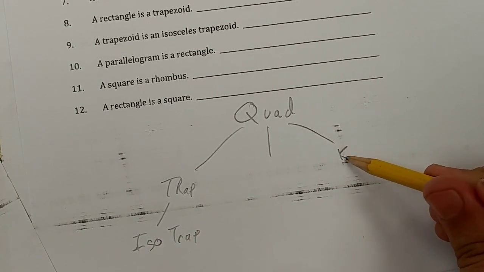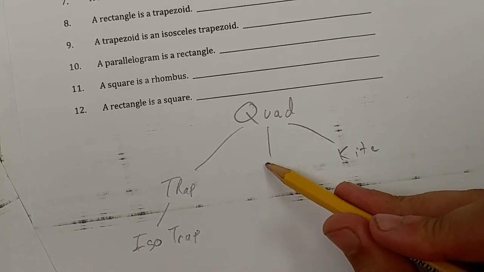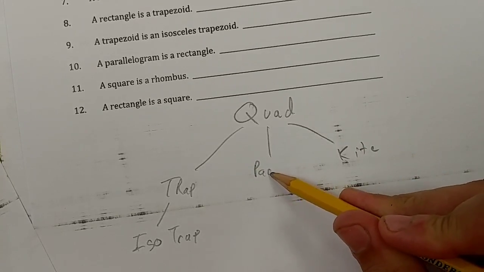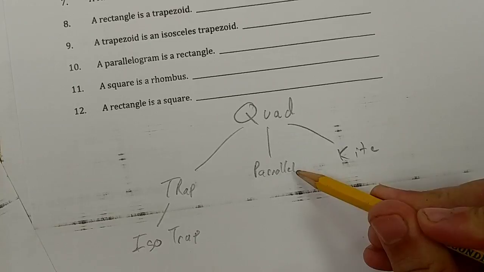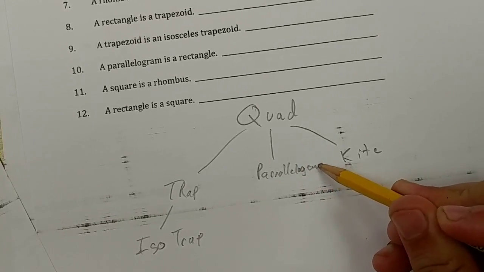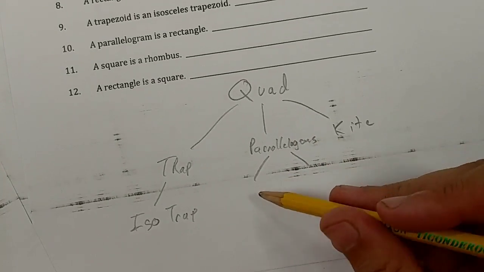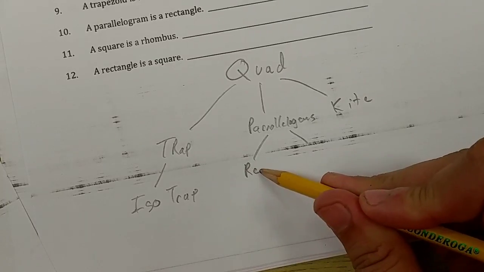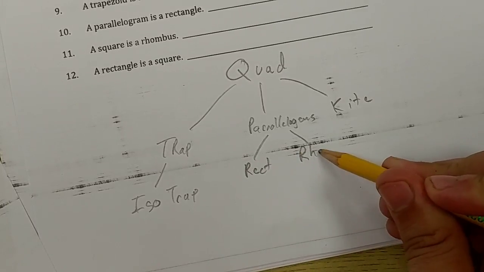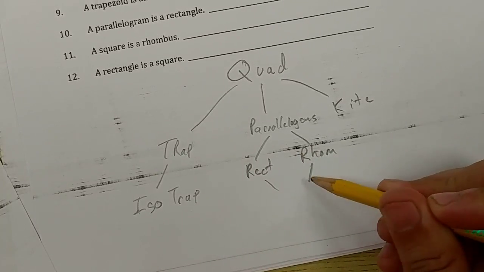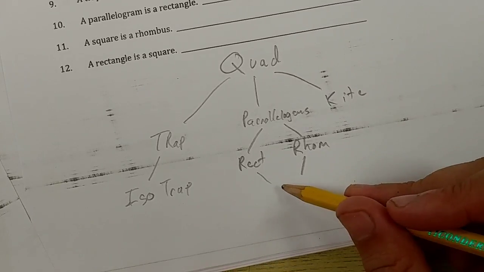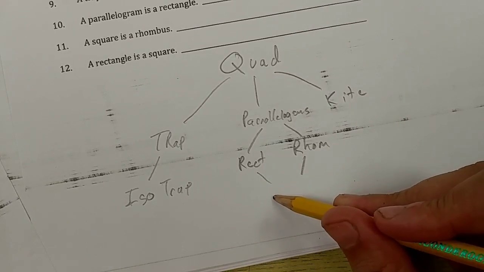Over here you have kites. They don't have any kids. Over here you have parallelograms. Underneath parallelograms you have two children, rectangles and rhombuses. And in between those two you make one perfect shape, which is the square.